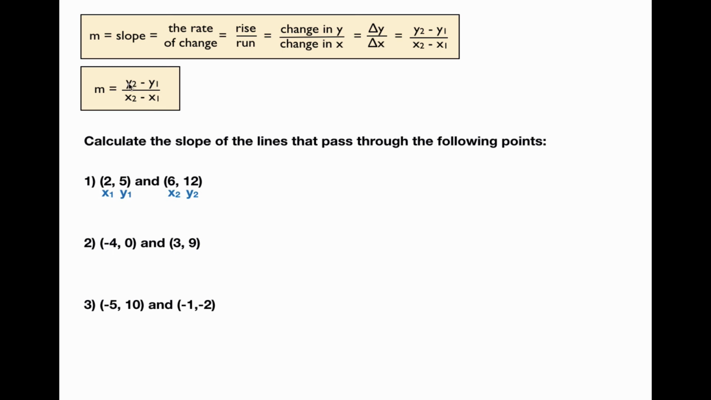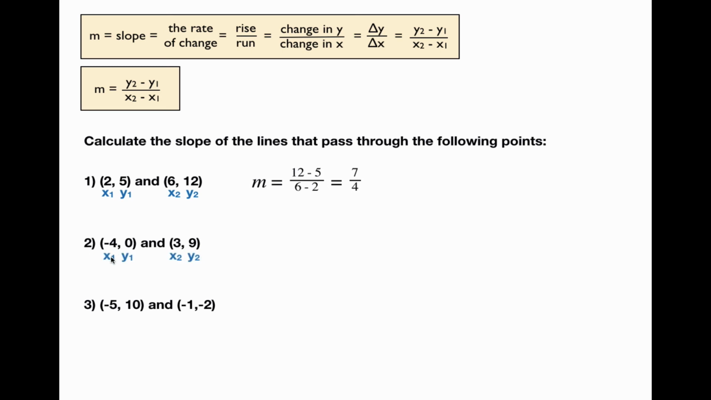Since the formula is y2 minus y1, we would write 12 minus 5, and then x2 minus x1, that would be 6 minus 2. And so you should have set up your formula like this, and simplifying these expressions, you get 7 over 4. So the first slope, or rate of change, is 7/4. All right, let's go on to number 2.